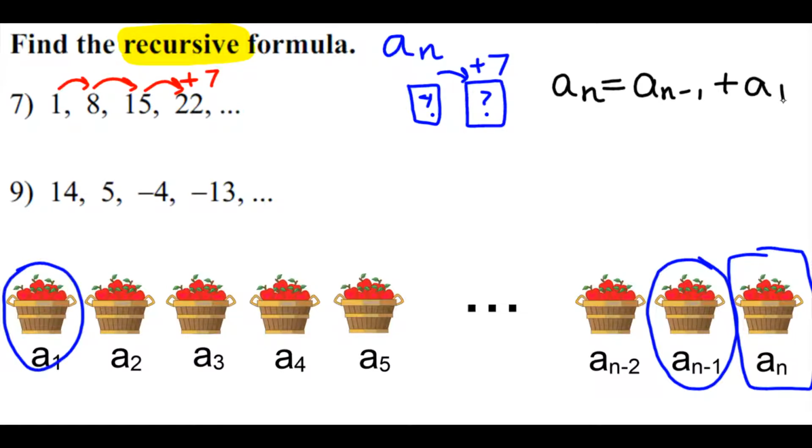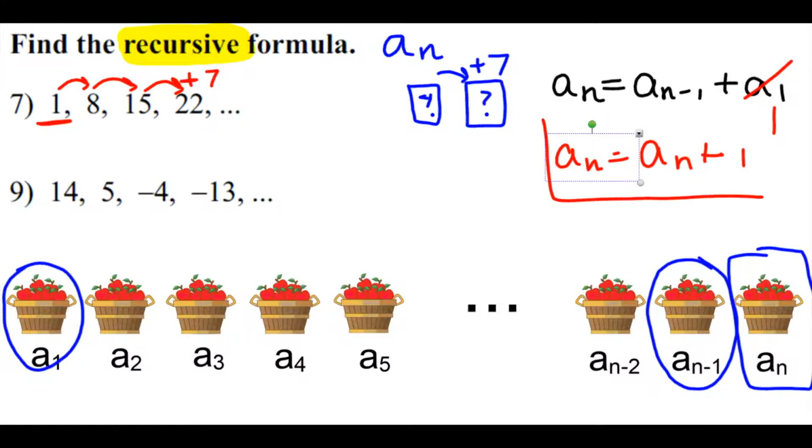All right, so we know the first term. The first term is just this 1, so we can put a 1 there. We don't know the nth term, and we don't know the n minus 1 term, but we do know the first term. Oops, I messed that up. Hold up, back up. We want to find the nth term using the n minus 1 term plus 7.